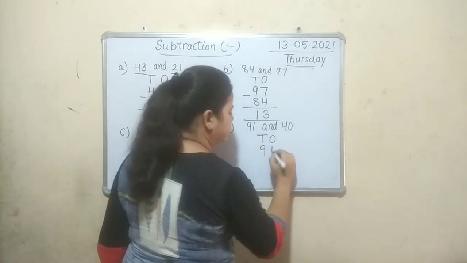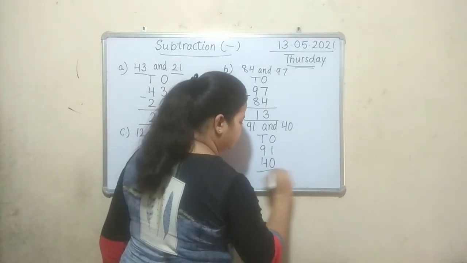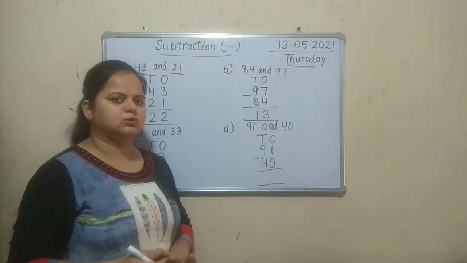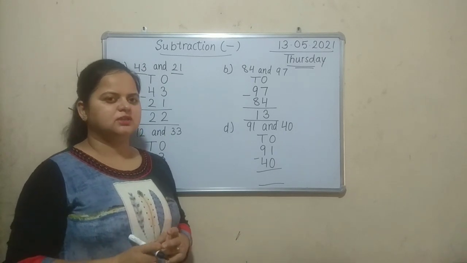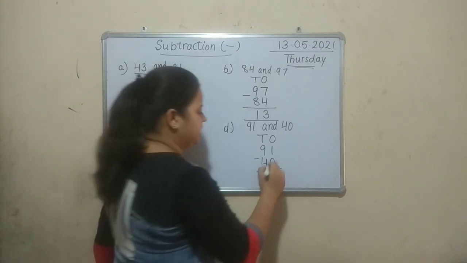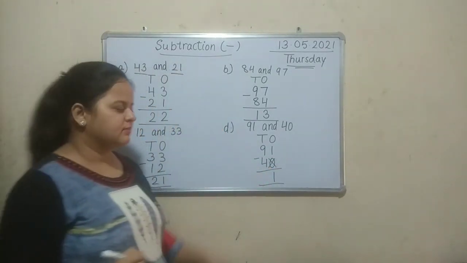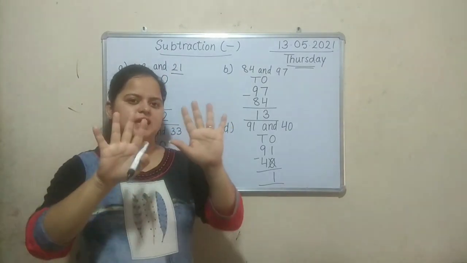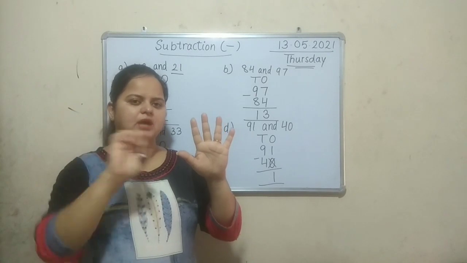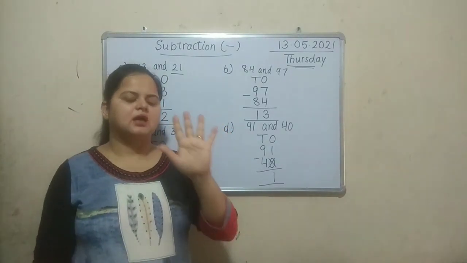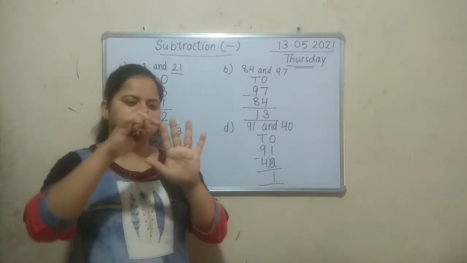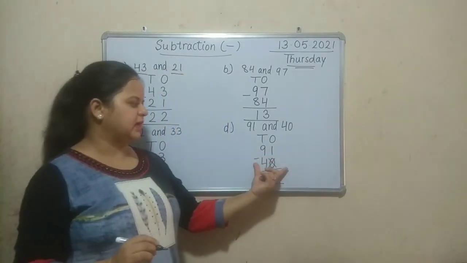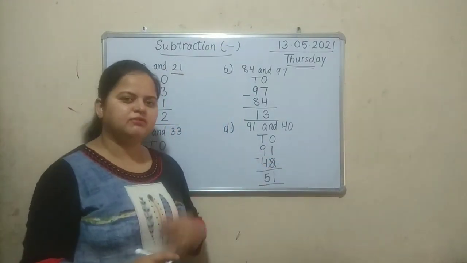The next is 91 and 40. 91 is the bigger number, so we will write 91 first and 40 below that. Now we have 1 and 0. The value of 0 is nothing, so the answer is 1. 9 minus 4. Open 9 fingers and close 4 of them. 1, 2, 3, 4. I have closed 4 fingers. Now I have left 5 on my hand. So we will write the number 5 here. 91 minus 40, the answer is 51.